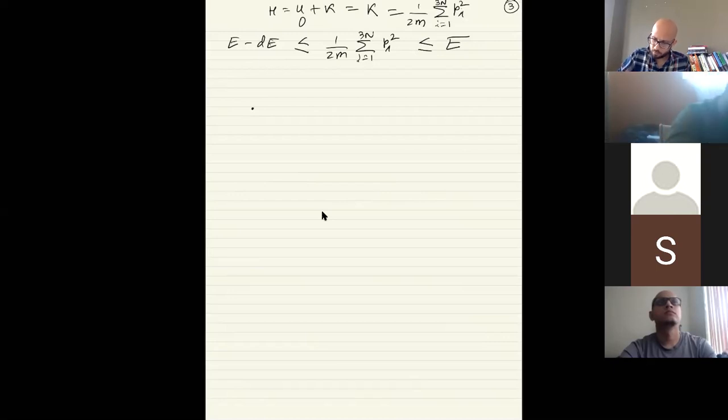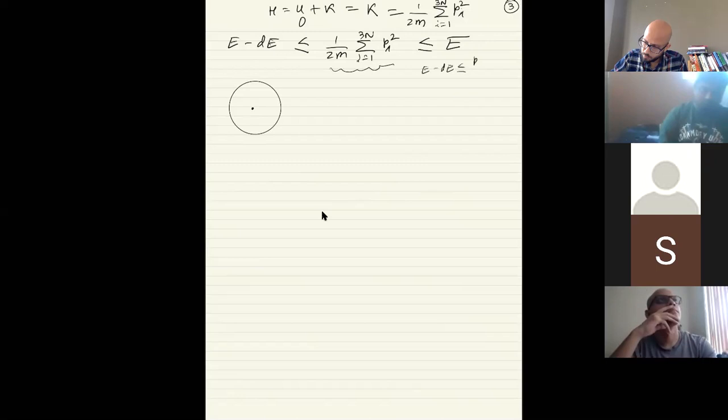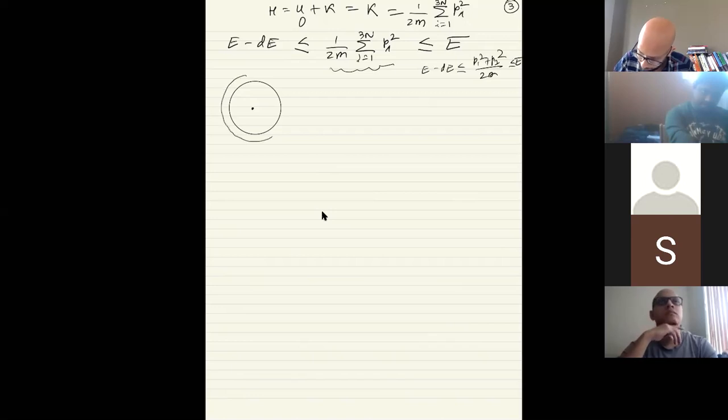So let's consider a circle. Why do we consider a circle? Because if you think about this, as I drew last time, for one particle in 2 dimensions, this would have been E minus dE less than or equal to (P1 squared plus P2 squared) by 2m less than or equal to E. That is just a circle. In 2 dimensions, it would have looked like 2 concentric circles, and you need to calculate the area between them.